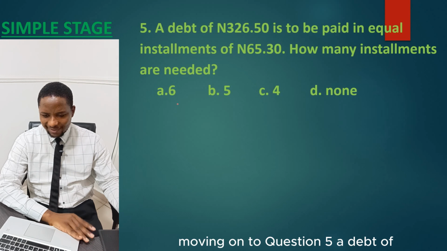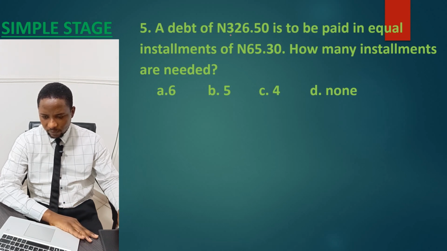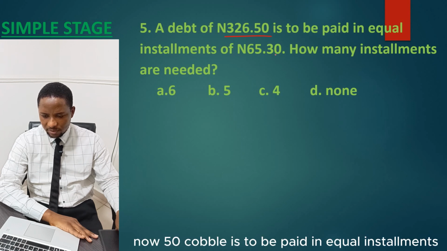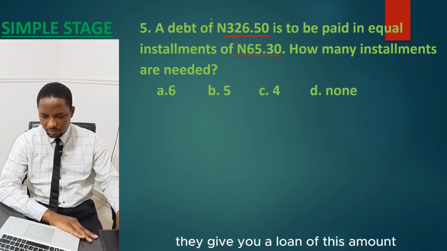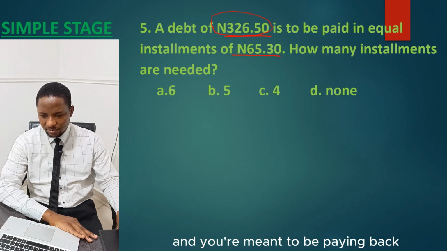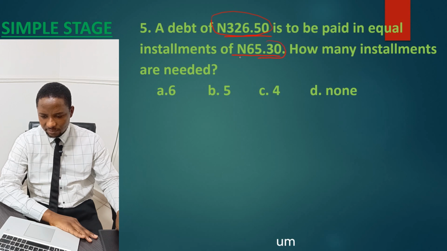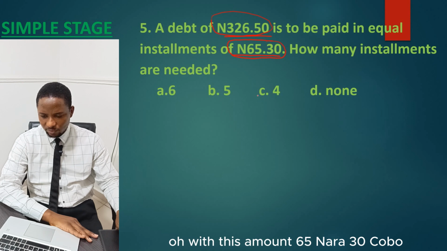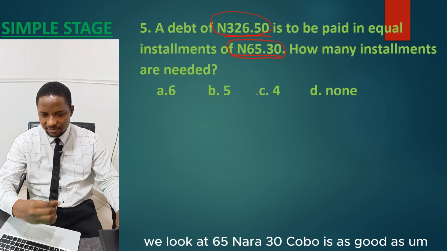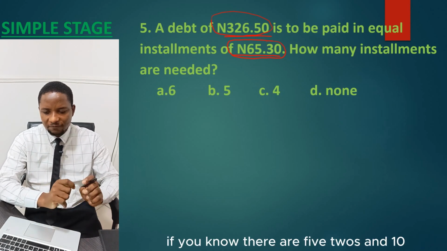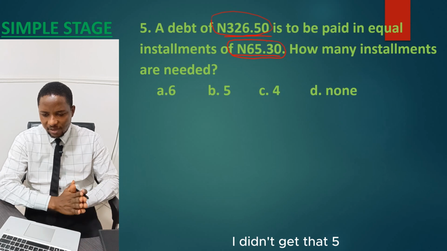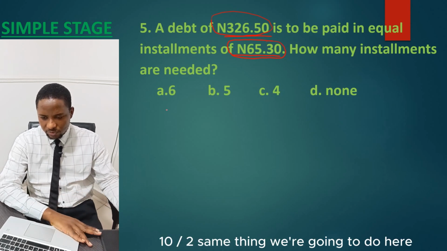Moving on to question 5. A debt of 326 naira 50 kobo is to be paid in equal installments. Installment means you borrow, or they gave you a loan of this amount and you're meant to be paying back with this amount, 65 naira 30 kobo. So how many times will you pay 65 naira 30 kobo? It's as good as how many 2s are in 10. If you know there are 5 2s in 10, how did you get that 5? 10 divided by 2.